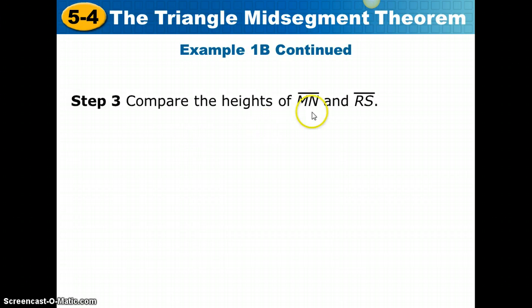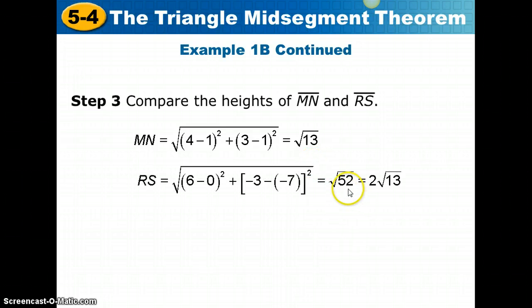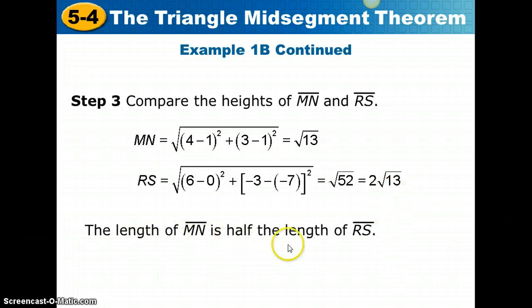Now that we have found the slopes, we want to find and compare the lengths of MN and RS. You're going to use the distance formula to plug in the coordinates of M and N to find that length, and the same thing for the coordinates R and S to find that length. We get MN is root 13. We get RS is square root of 52. Now 52 can be divided by 4. 4 times 13 gives you 52. The square root of 4 is 2, which is how we simplify this to 2 root 13. Since MN is root 13 and RS is 2 root 13, the length of MN is half the length of RS.